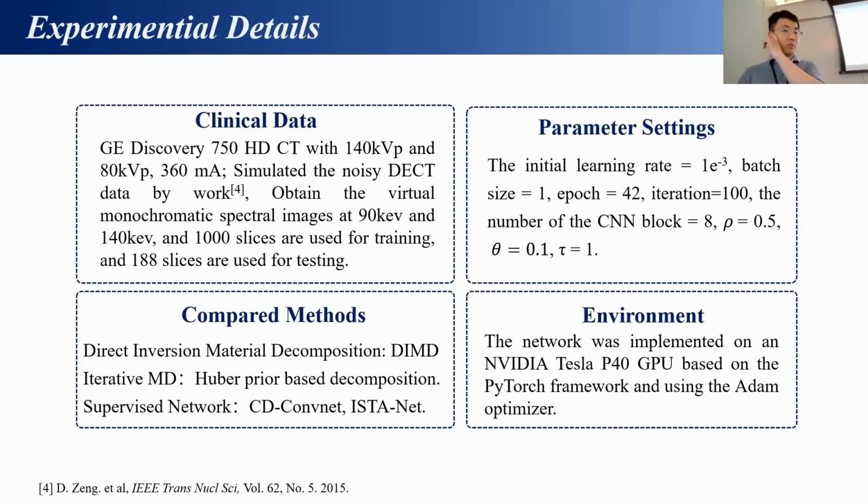And here are some experimental details. We use the clinical data from the GE Discovery and obtain these virtual spectral images at 90 keV and 140 keV. The compared methods contain direct inversion and iterative model-based material decomposition, and the supervised networks, such as CDConvNet and ISTANet. The parameter settings are shown here. The computing source is this Tesla GPU here.